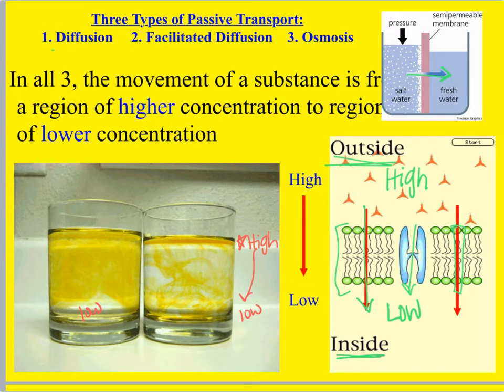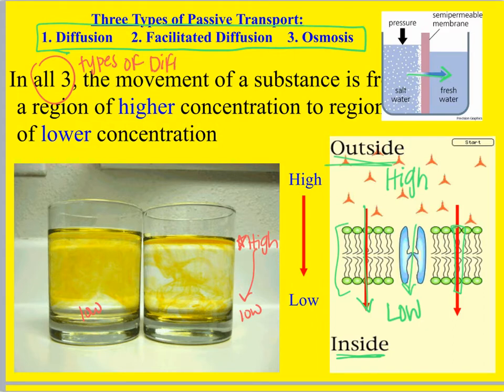So there's three types: diffusion, facilitated diffusion, and osmosis. Guess what all three types have in common? They're all types of diffusion. So all three are types of diffusion. If it is not diffusion, it is not passive. Okay? Because osmosis is diffusion of water. So you have regular diffusion, facilitated diffusion, and the diffusion of water, which is osmosis. So if it's diffusion, it's passive. If it's not diffusion, it's active.